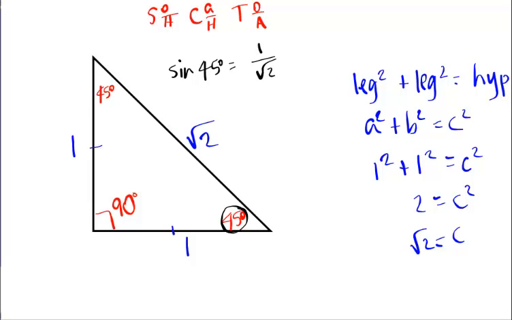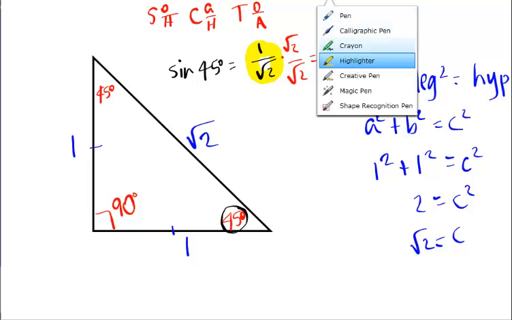This answer is great. Some teachers don't like to see a radical in the denominator. We'll rationalize that guy real quick. And you get the square root of 2 over 2. That's fine. In most cases, both of these answers are acceptable. Okay, so there's your sine.